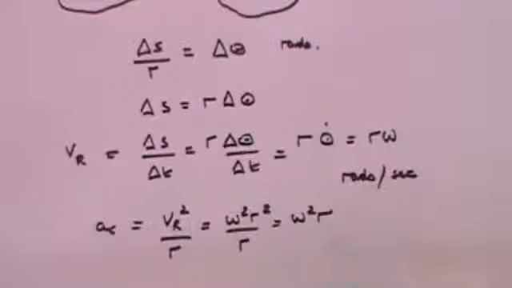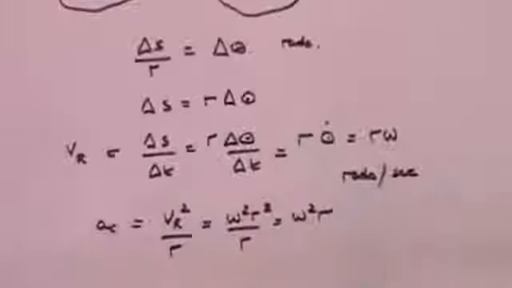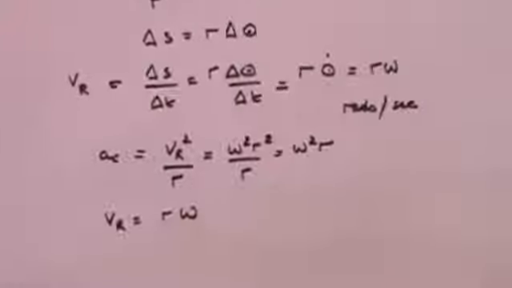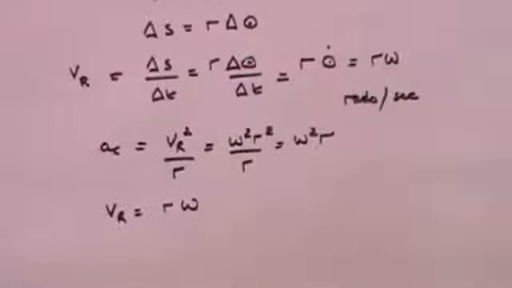Now let's take this formula, V_R is equal to r omega. I'll write that again: the rotational velocity is equal to the radius times the angular velocity. And now we will differentiate both sides with respect to t. The radius, of course, is fixed and unchanging, and so you get that dV_R by dt is equal to r d omega by dt.